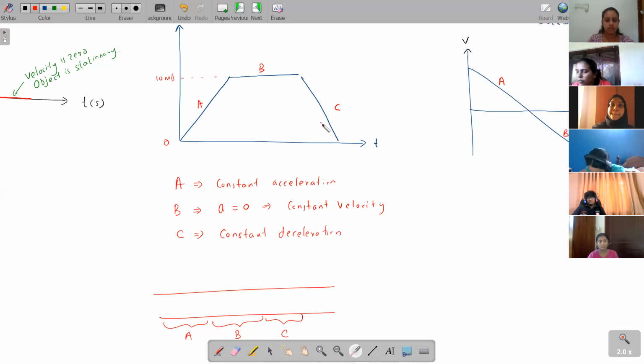Understood? This is like a movement in a vehicle. Okay, so remember, if your graph goes below the x-axis only, you are going back. So that is the example you have in this graph.